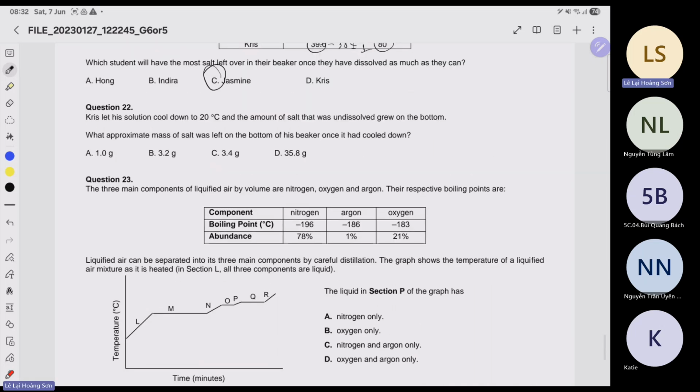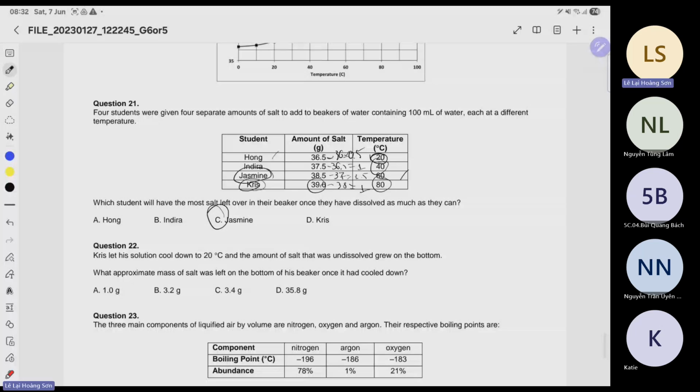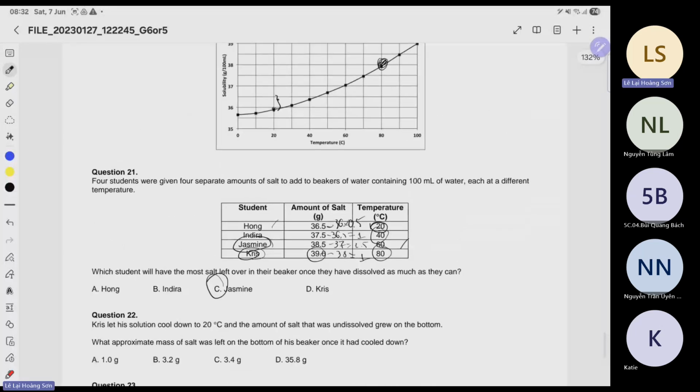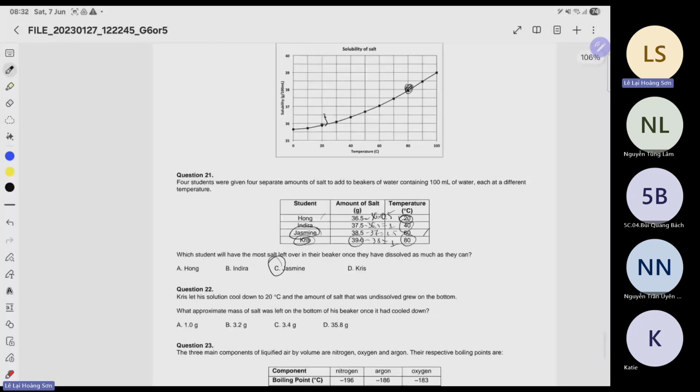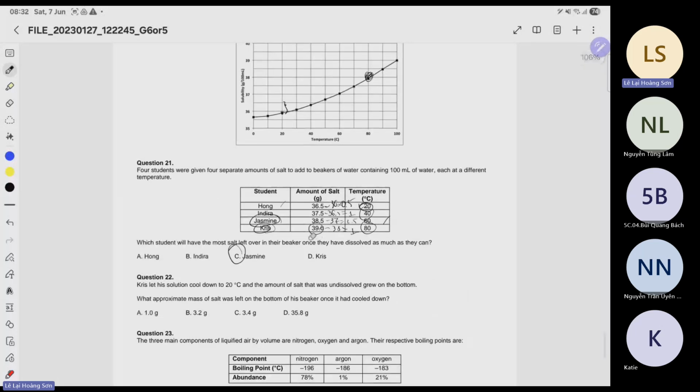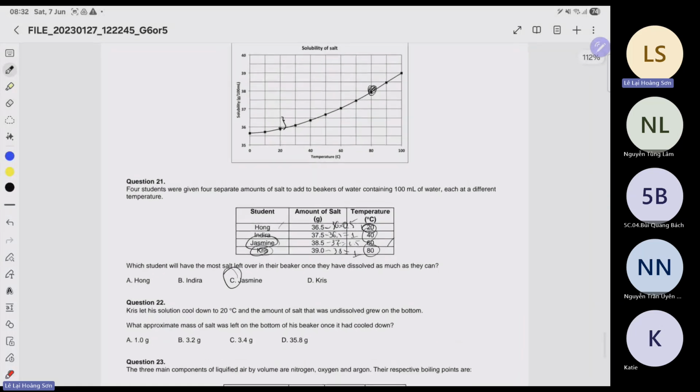Chris let the solution cool down to 20 degrees Celsius. The amount of salt that was undissolved grew at the bottom. All right, Chris is here. Let the solution. Okay, so Chris already has the solution. So solution is the thing that is in the solution. So we ignore the amount of salt that is left in the first place. We just need to take into consideration the amount of salt in the solution for now.